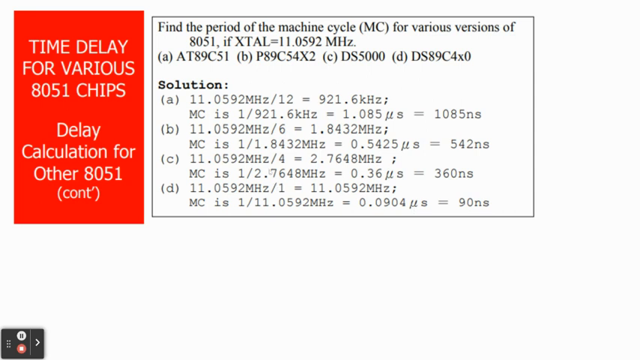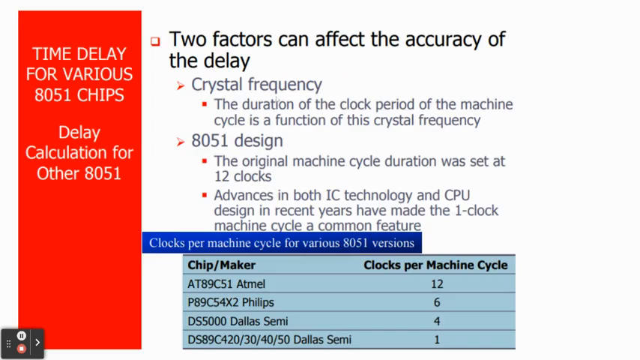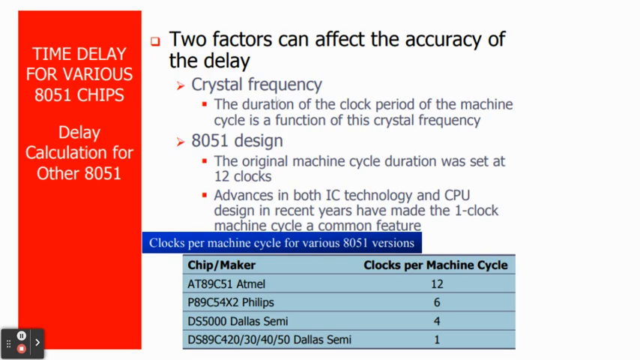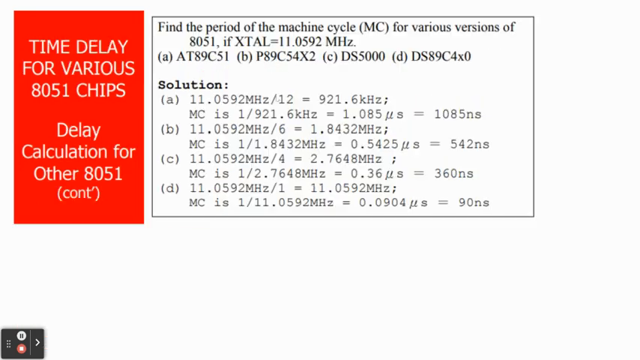In these examples, we learned how to find the period, but before you can calculate the period, we need to calculate the frequency first. So we need to divide by the given clocks per machine cycle. If it is not given, then you have to know the clocks per machine cycle first so that you can calculate the frequency. After that, just divide 1 by the frequency and you will be able to get the period. So this is how we calculate the frequency and how we calculate the period.